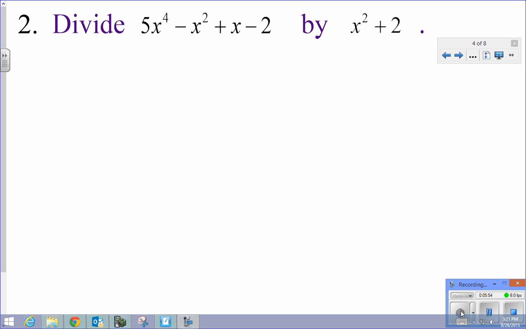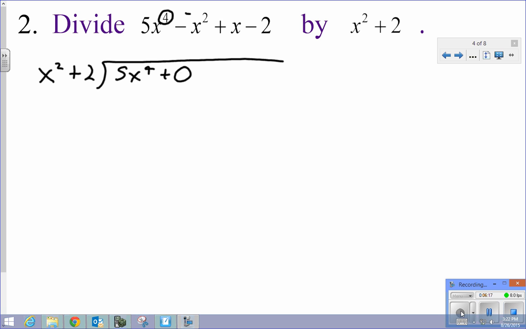All right, on number 2 here, we're going to divide x squared plus 1, and we're going to divide that by 5x to the 4th. And so here, notice that we have a 4th degree and we have no 3rd degree here. So when we are writing this, we're going to want to put a 0 placeholder for our x cubed term, and then minus x squared plus x minus 2. Anytime we don't have the next term present, we're going to want to add a 0 placeholder. That'll help us organize our work as we're doing the division here.